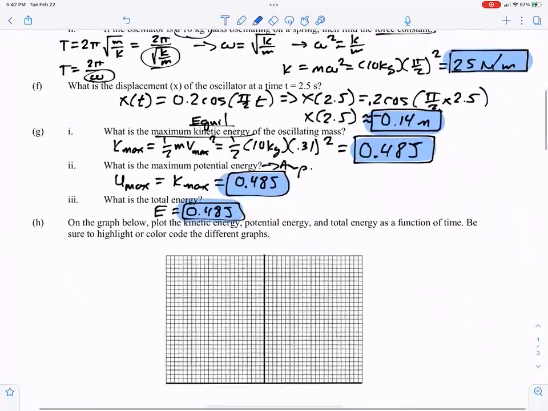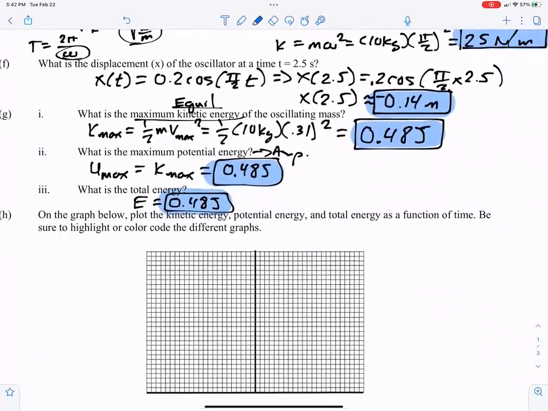Okay, now what we're going to do is graph the kinetic energy, potential energy, and total energy, not as a function of time, but as a function of displacement. That's a typo.